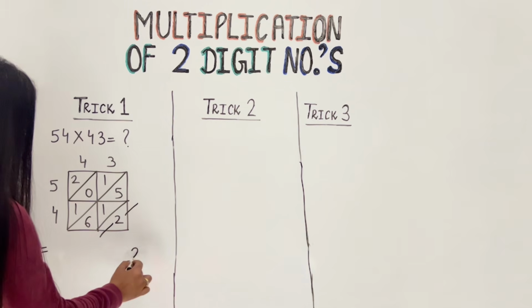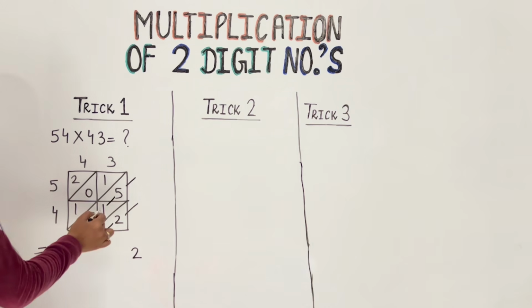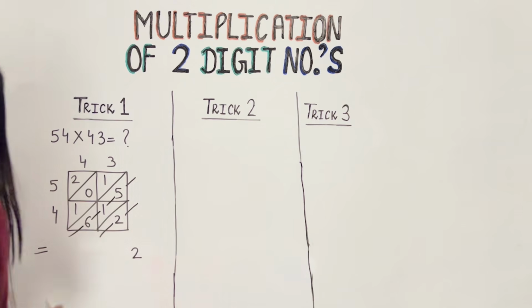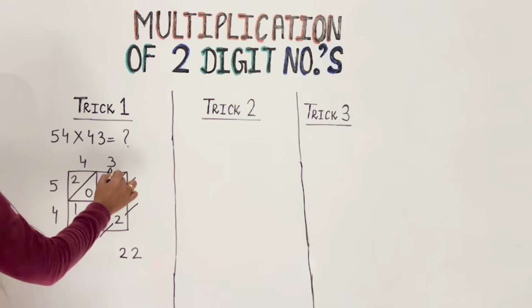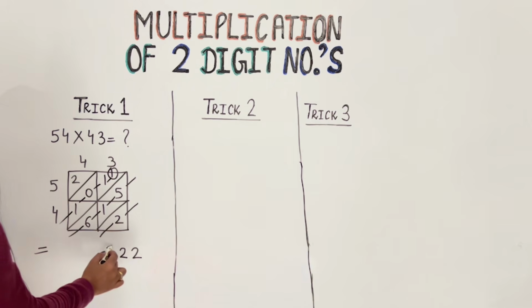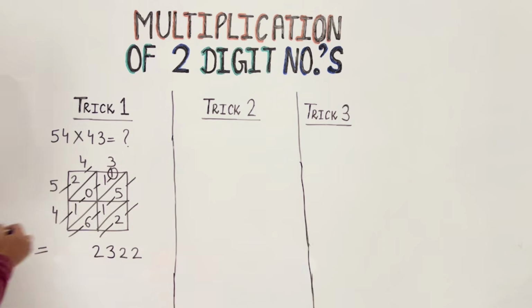So, the sum of the first diagonal is 2. What is the sum of the second diagonal? 5 plus 1 is 6, and 6 plus 6 is 12. But you can write only one digit at a time. So, you will write one digit here and you will carry the 10th digit to the other diagonal. Now, what's the sum of the third diagonal? 1 plus 1 plus 0 plus 1, that's 3. And what's the sum of the fourth diagonal? That is 2. So, the final answer is 2, 3, 2, 2.